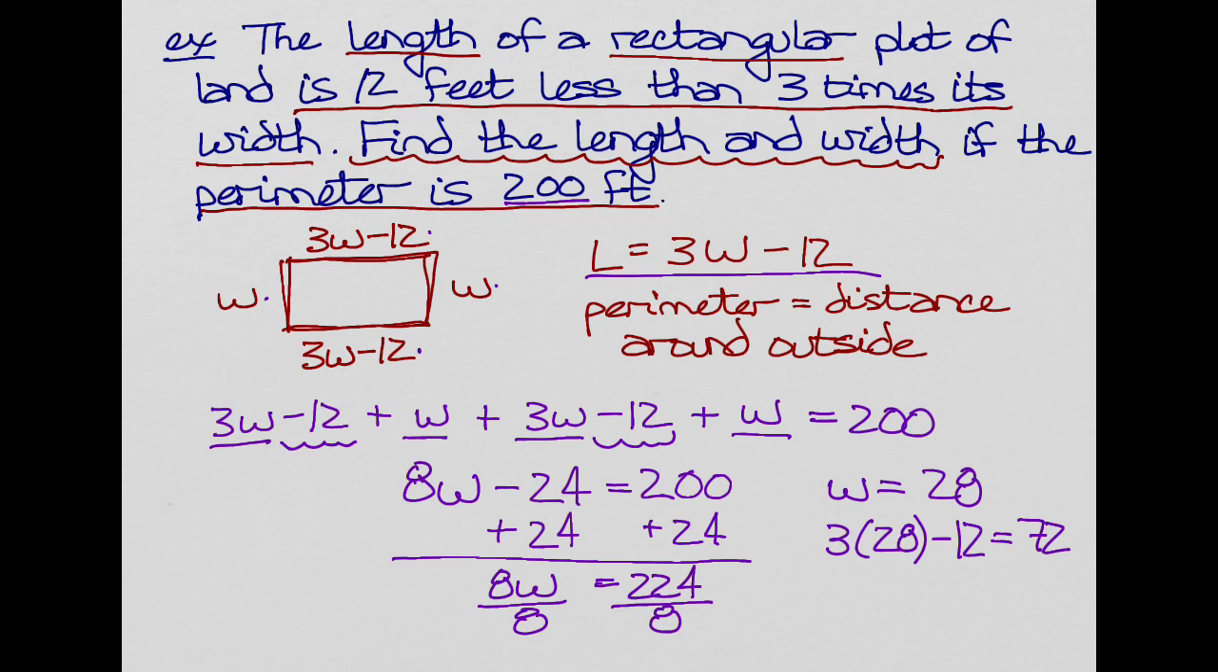So to answer the question, the width is 28 feet. Since this is a word-based question, we're going to give a word-based answer. It's not just 28, it's 28 feet. We need to know what we're measuring in. And the length is 72 feet, so it's sort of a long, thin rectangle. And we're there.